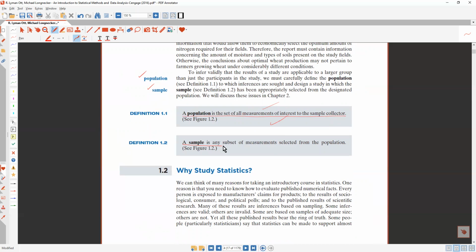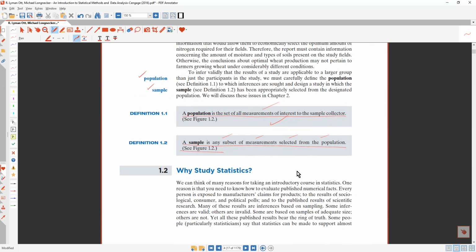A sample is any subset of measurements selected from the population. There again, well, we've seen examples of this. So if you were to memorize this, that doesn't necessarily mean you even understand what it means, right? The important thing is to be able to use the term, to be able to look at it in different contexts. So if we apply it to a new problem, can you identify the sample?